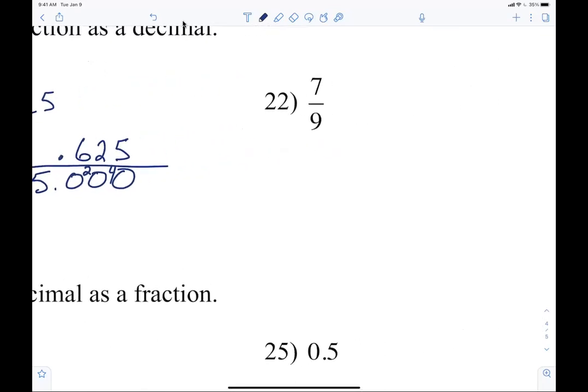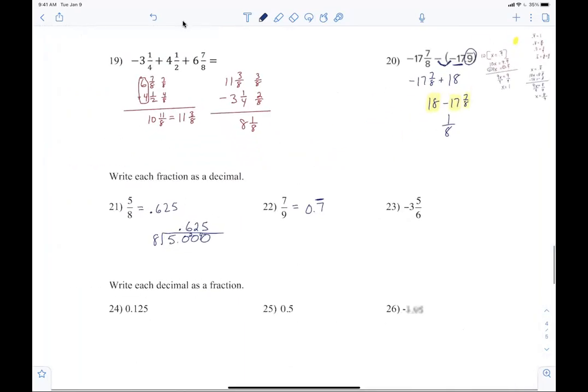Now, of course, we just talked about this. So everybody knows 7/9 is what decimal, Mikey? 0.7 repeating. All right, let's check out 20.